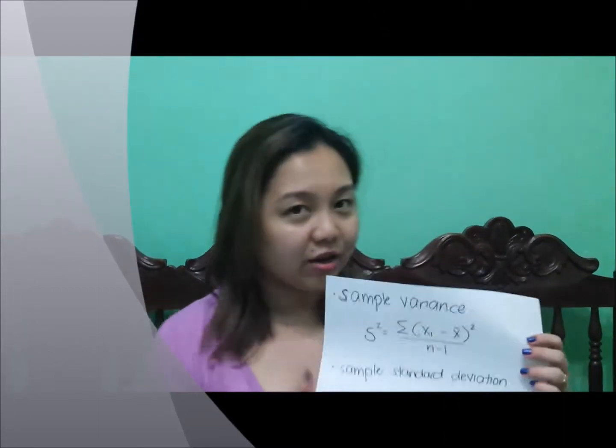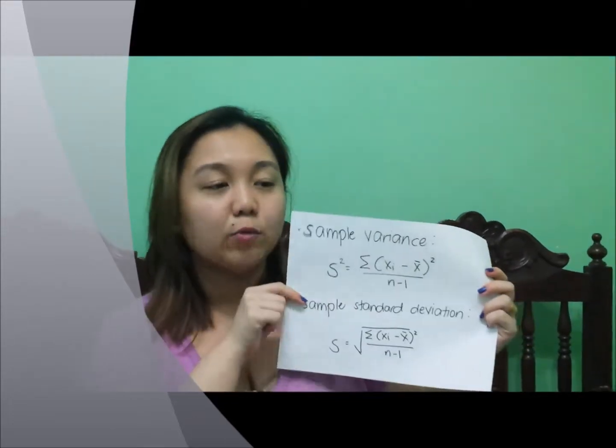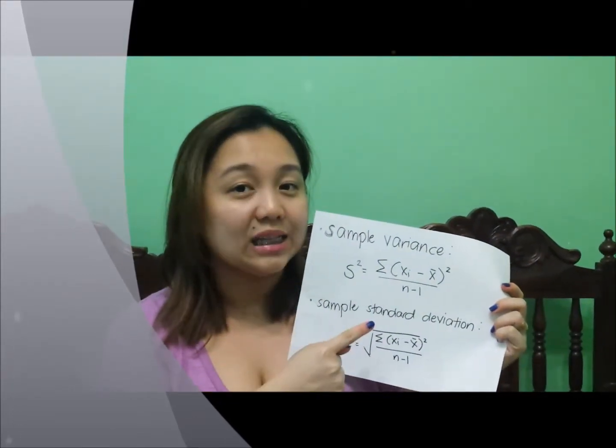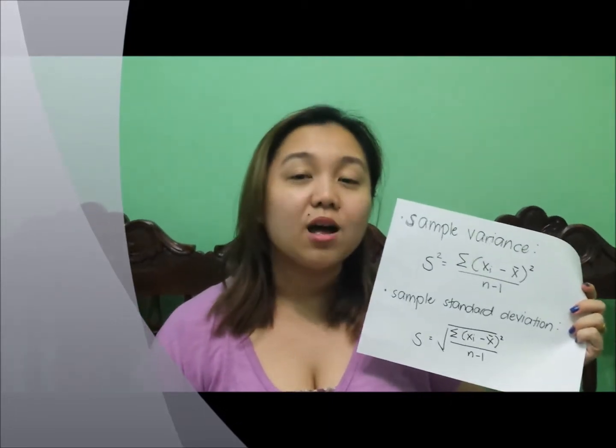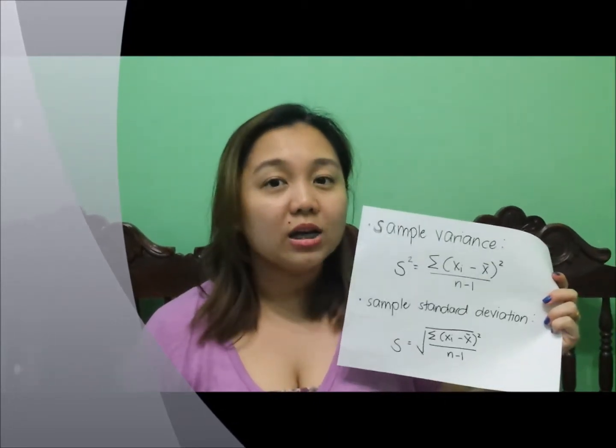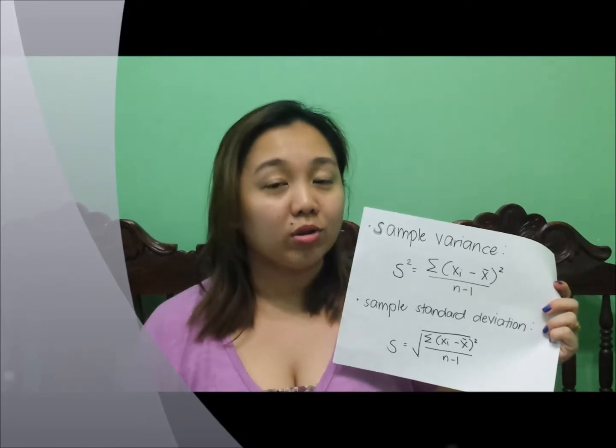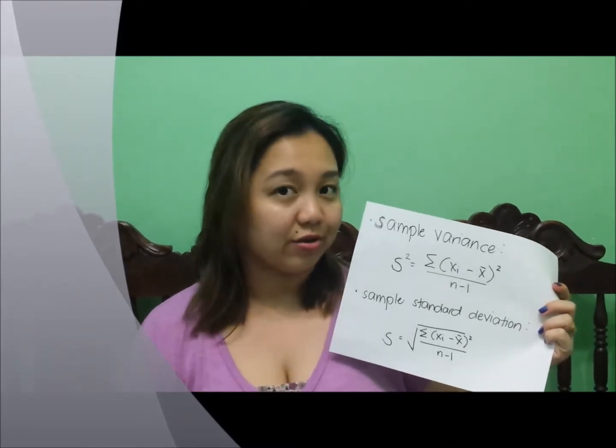This time, we're going to compute for the variance and standard deviation. I have the formula here. As you can see, we're going to compute for the sample variance and the sample standard deviation. Why? Because the number given to us is actually just a sample and not the total population. So, we need to consider that.